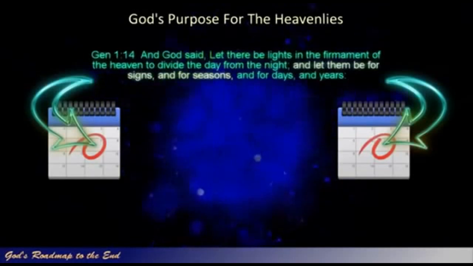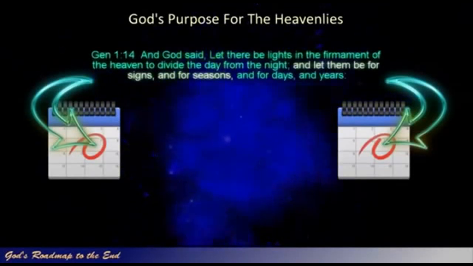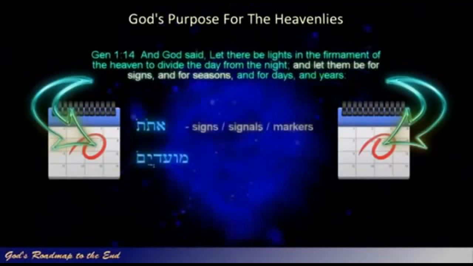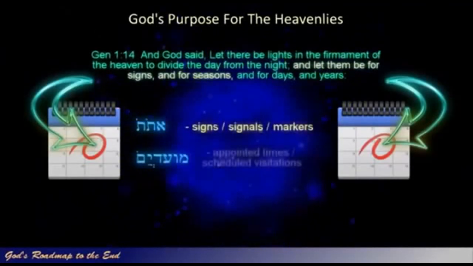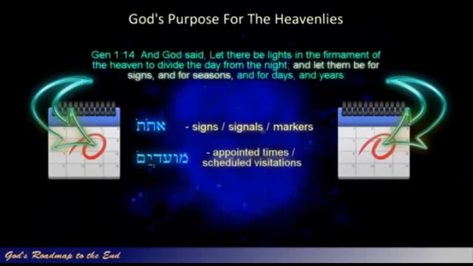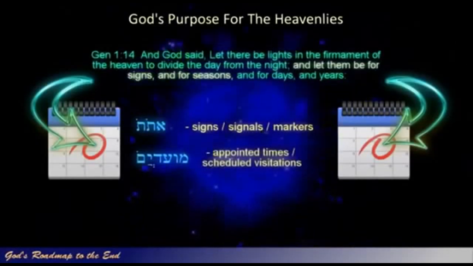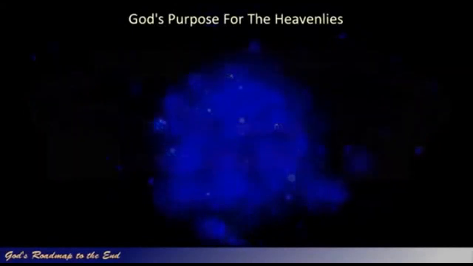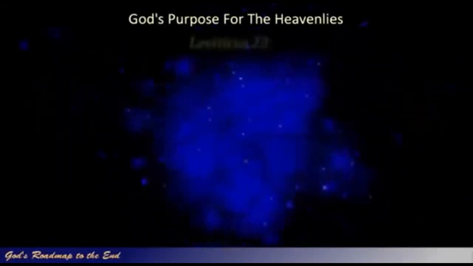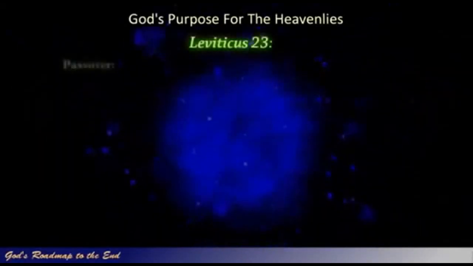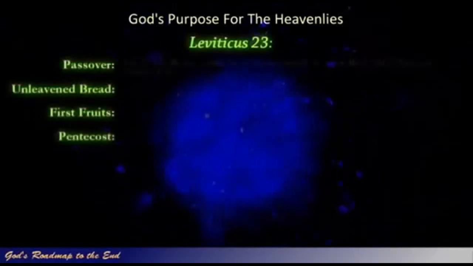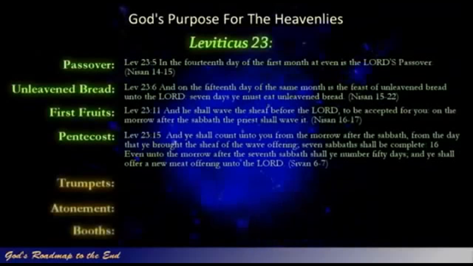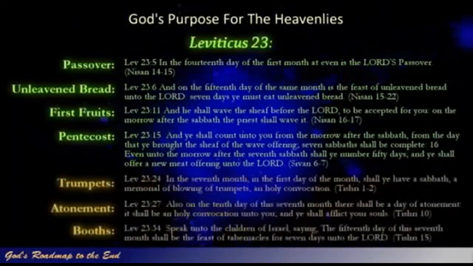If we consider the Hebrew meaning for this passage, the words for signs and seasons are translated as markers, or signals, that point to God's appointed times, or scheduled visitations, described in the Bible as holy convocations. God's appointments are then described in Leviticus 23, where God details to Israel the days on which these appointments can occur in any given year, based on the lunar calendar that Israel uses.